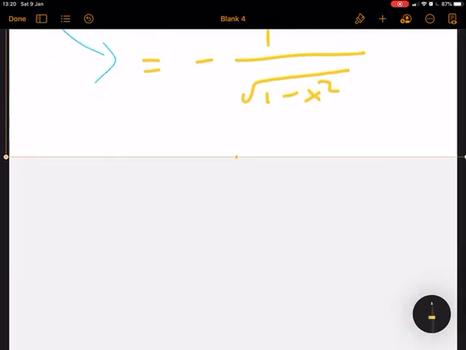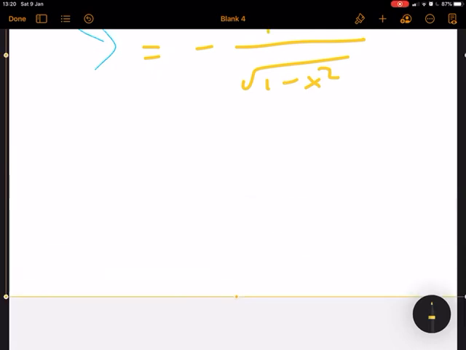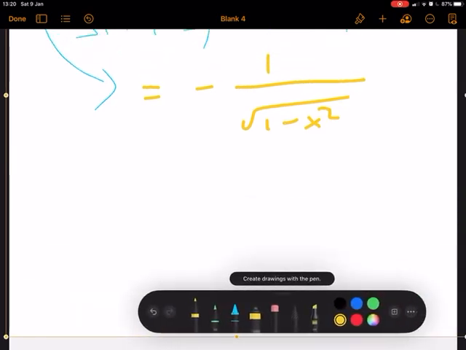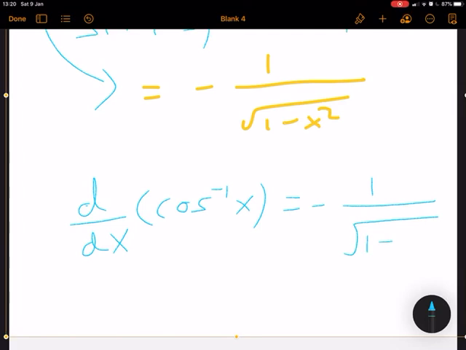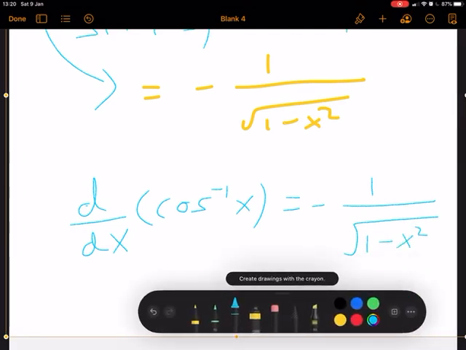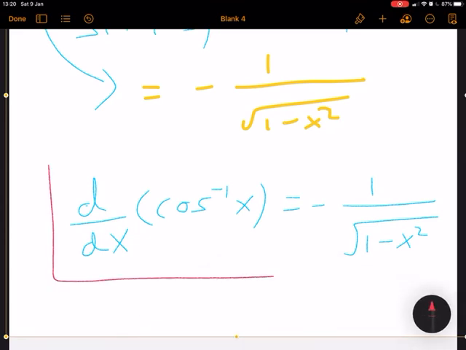And now that we've done this all, we can finally say that d dx of the inverse cos of x is just minus 1 over the square root of 1 minus x squared. And that's it, that's our final result. I'm going to put this in red.